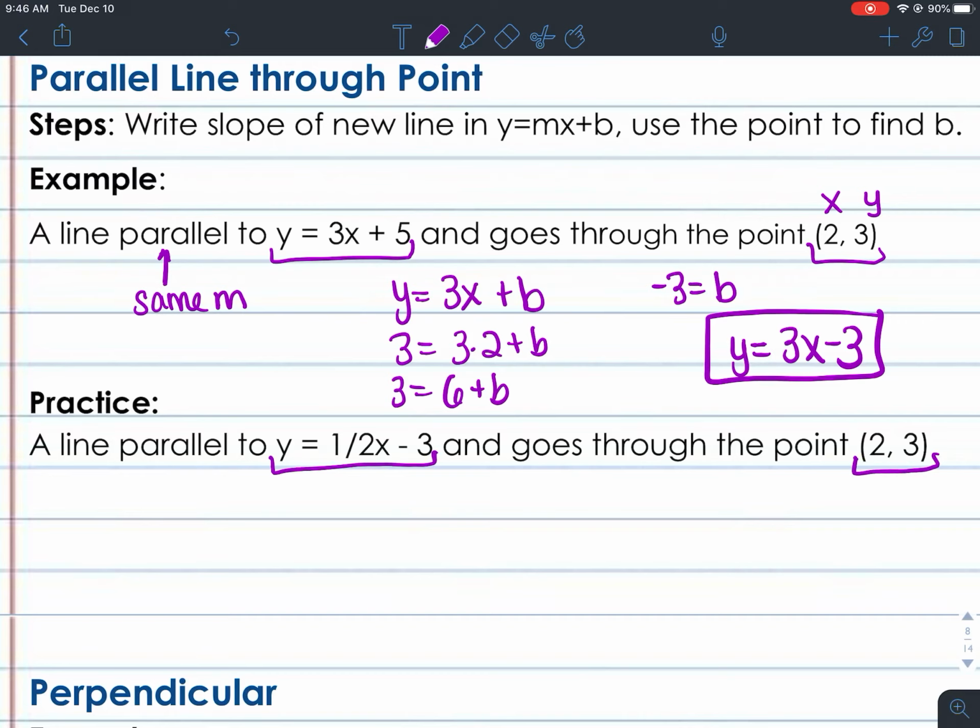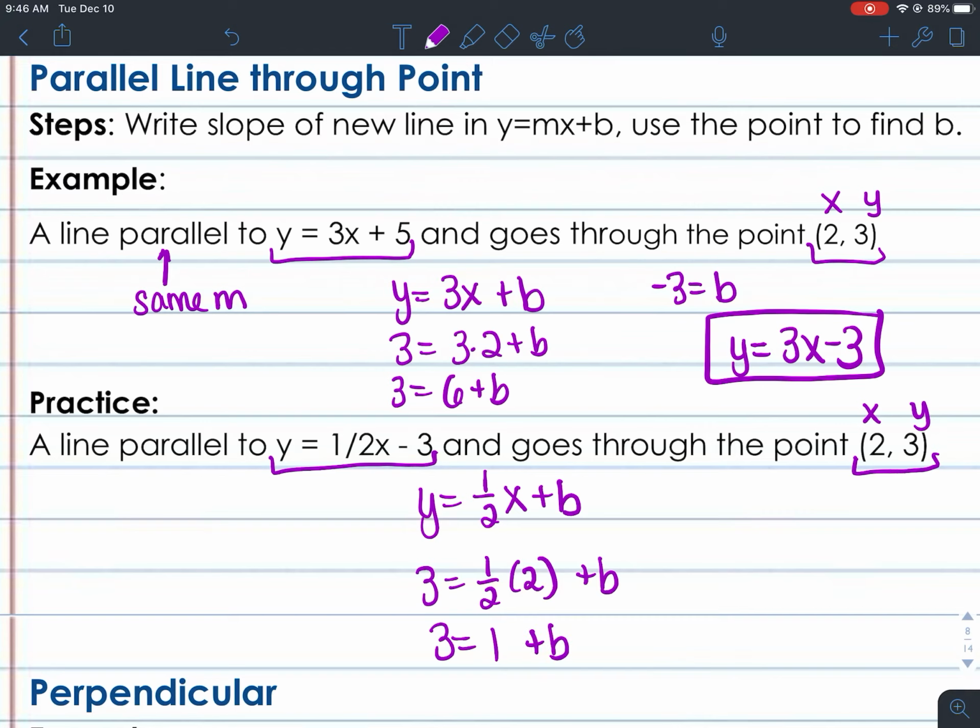So for this one, we're going to start with the same slope, so 1/2 x plus b, and we're going to substitute in the 2 for x and the 3 for y. So we get 3 equals 1 plus b. So my y-intercept is going to be 2. So your whole new equation would be y equals 1/2 x plus 2.